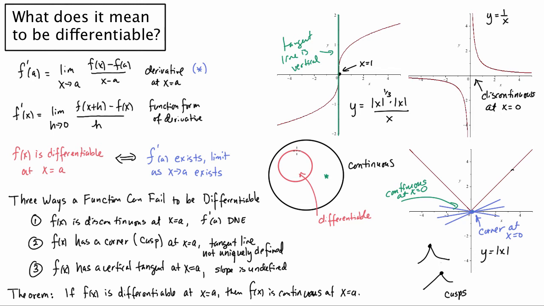Alright, this was just a brief introduction as to what it means for a function to be differentiable and how that can actually fail to occur for a given function.